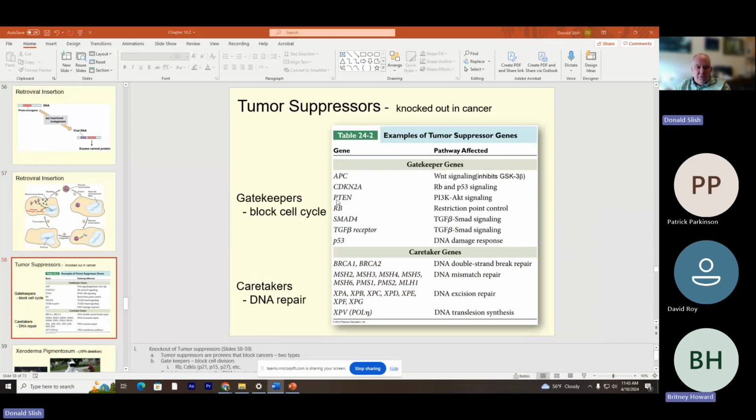So gatekeepers being APC, which inhibits Wnt signaling, inhibits GSK3 beta. APC is part of that GSK3 beta complex. RB and P53, PTEN. You remember PTEN is the enzyme that takes phosphate off PIP3, which is going to turn off everything that's got a PH domain. RB, classic binding E2F. SMAD4, which is part of our TGF beta pathway.